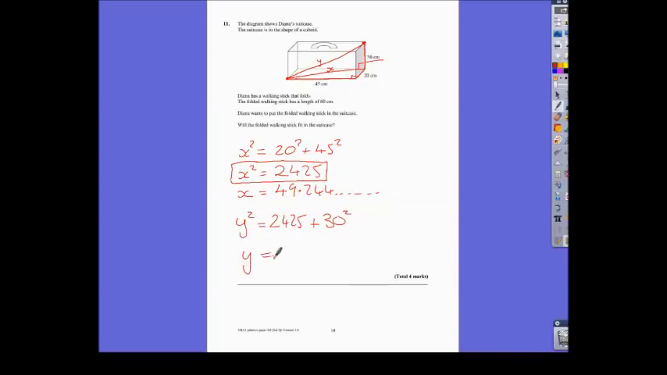So y will be the square root of 3,325, which is 57.66 centimetres. Now, obviously that's too short, so we need to write that. So we need to write no, it will not fit.